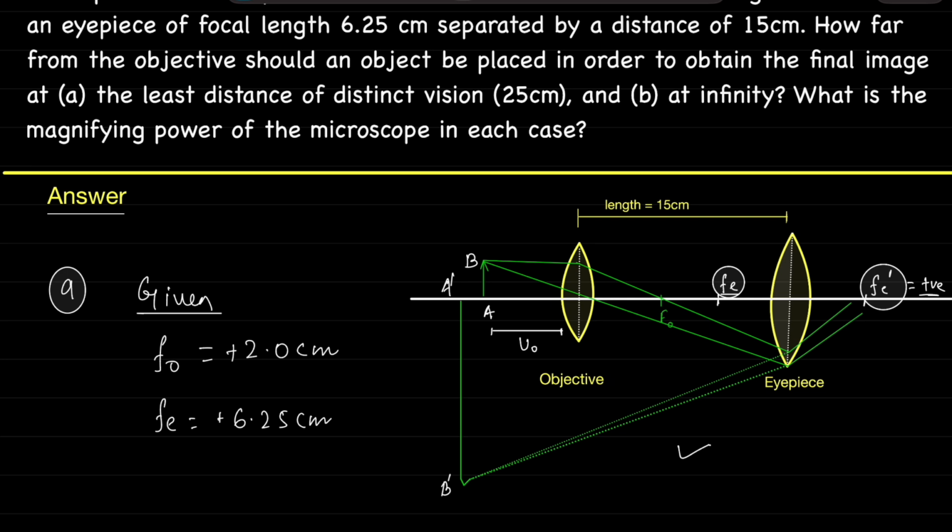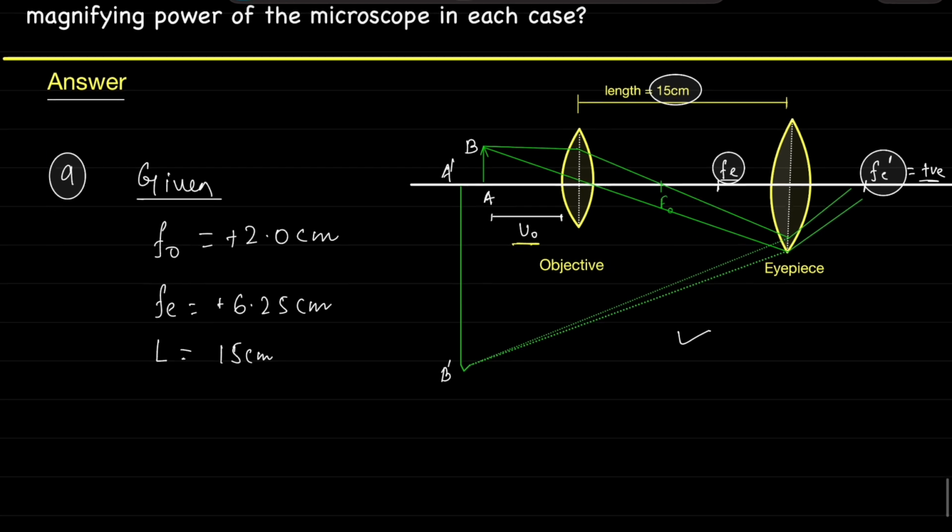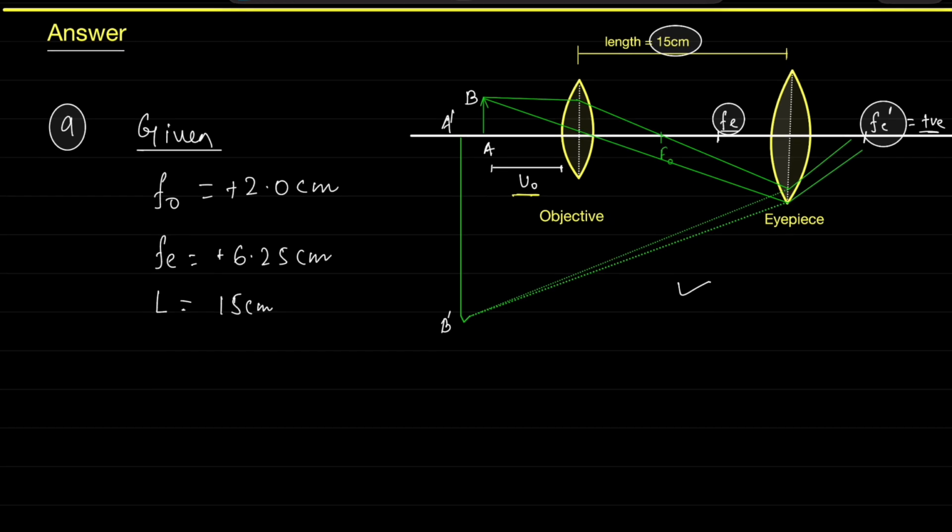That's the positive. And in the question, the distance between the objective and eyepiece is given as 15 centimeter. So we note it down. This length is 15 centimeter. So we have to first find the value of UO. For that, we are going to use the lens formula. What logic are we going to apply here?